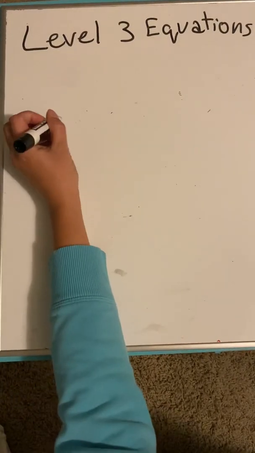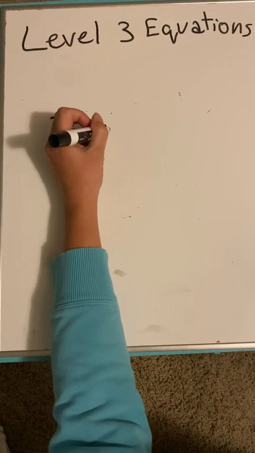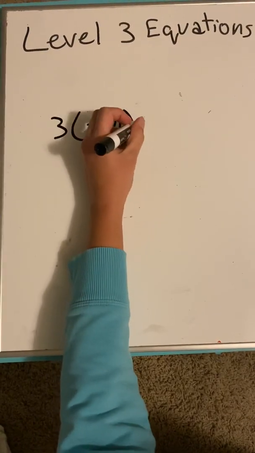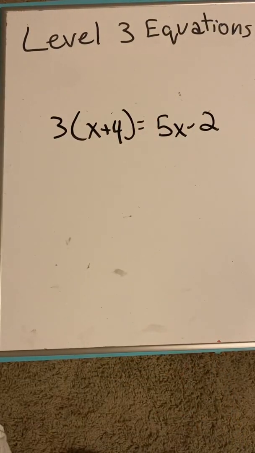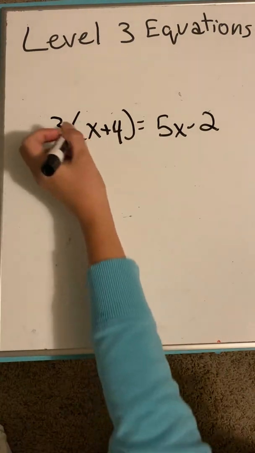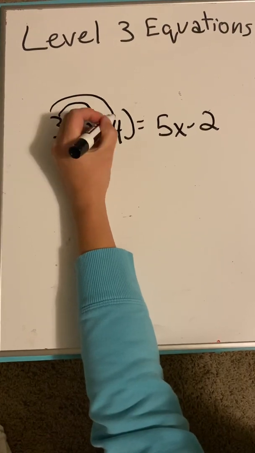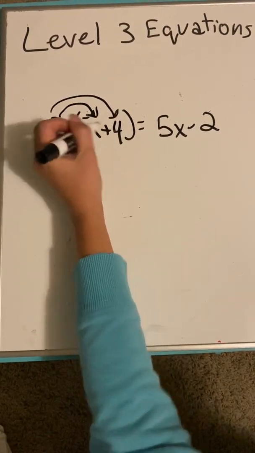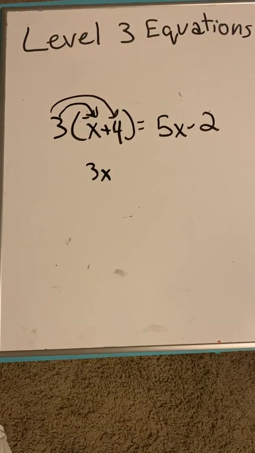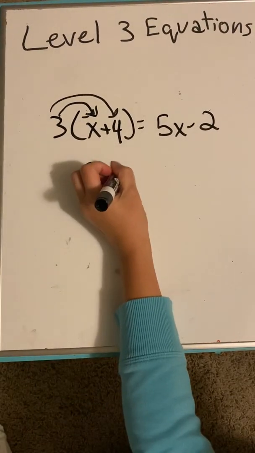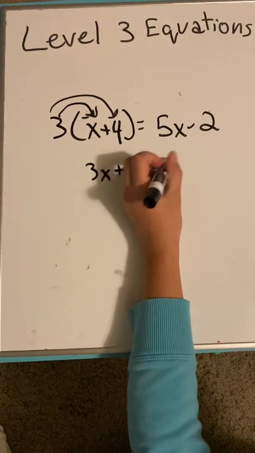Next one, number 6. 3 times x plus 4 equals 5x minus 2. Again, pause the video, try this on your own before you watch how I do it. Number outside parentheses with no sign in between means we need to multiply, so we're going to distribute the 3. 3 times x is 3x. 3 times 4 is 12. Again, make sure you're multiplying, not adding.